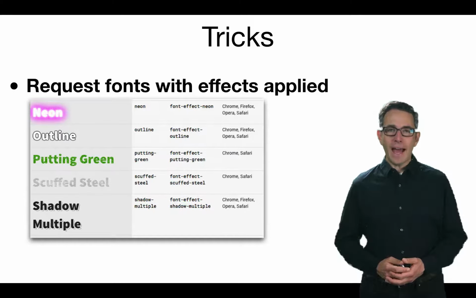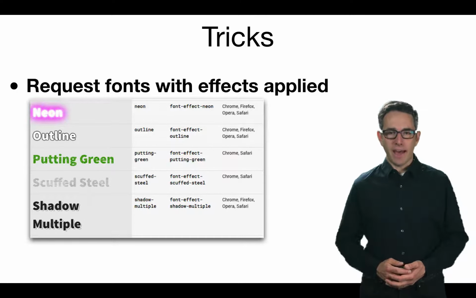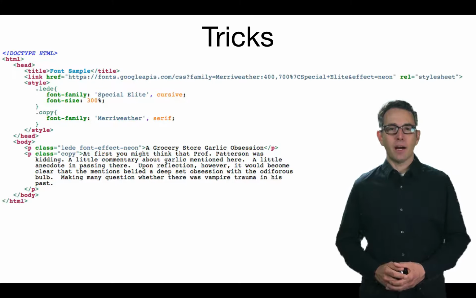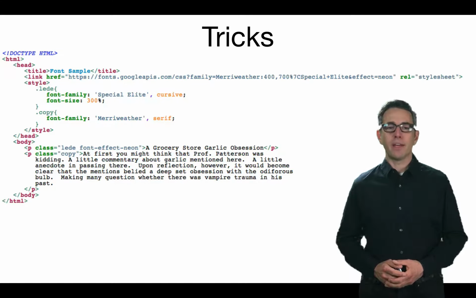And then in your class, if in addition to specifying the font, you also specify the class, for example, the top one, font effect neon, your font will render with the neon effect. So let me show you what that looks like. Notice that in this case, it's basically the same. Notice that the link tag is slightly different because after Special Elite, I added some additional characters that indicate that I would like that font to have the neon effect downloaded with it.